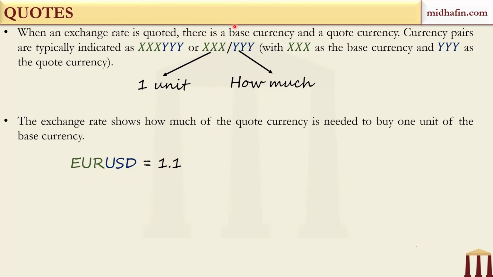Very good. $1.1 equal to 1 euro. That is what it means, because you can see the definition. How much of the quote currency is needed to buy 1 unit of the base? So over here, USD is the quote. USD is YYY. How many USDs are needed to buy 1 euro? $1.1 are needed to buy 1 euro. It means $1.1 is equal to 1 euro.